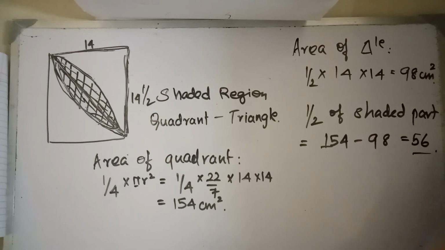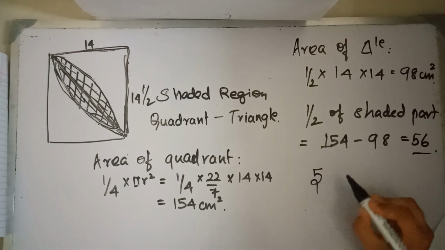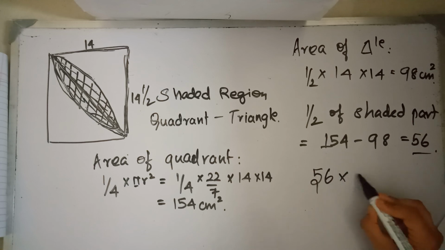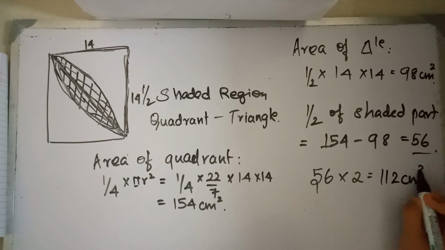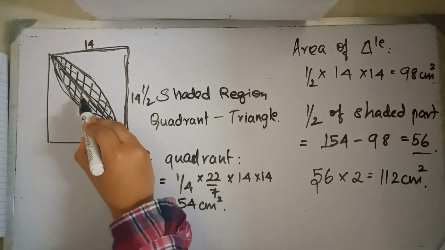Now this is only half the shaded region. So the full shaded region will be 56 into 2, and that gives us 112 centimeters square. So this is the area of the shaded part.